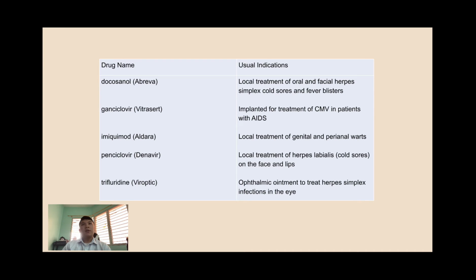So for your ganciclovir, this is an antiviral medication used to treat cytomegalovirus infections, or your CMV infections. Ganciclovir was patented in 1980 and approved for medical use in 1988. For your imiquimod, it treats genital and anal warts by increasing the activity of the body's immune system. Imiquimod 5% was approved for medical use in the European Union in September 1998.